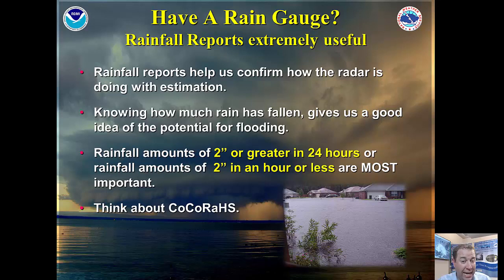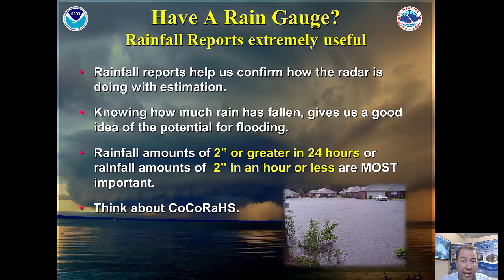If you have a rain gauge, that would be able to give us a specific amount. Rainfall reports are extremely useful. Roughly 2 inches is significant around here, either soaking rain spread out over a day or 2 inches in a very short period of time. We want to give you some type of reference. Nobody's going to complain if you call in 1.5 inches of rain. We just didn't want you calling in every sprinkle.